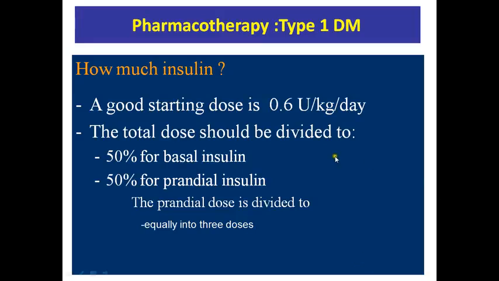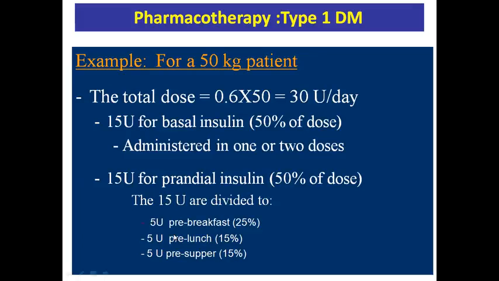A good starting dose is 0.6 units per kg per day. The total dose should be divided 50% for basal insulin and 50% for prandial insulin. And then this 50% prandial insulin is divided into 3 equal doses. For example, you have a 50 kg man. The total dose will be 0.6 units, the standard dose, multiplied by the weight of the patient. This will give you 30 units per day.